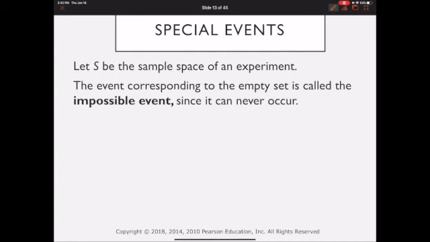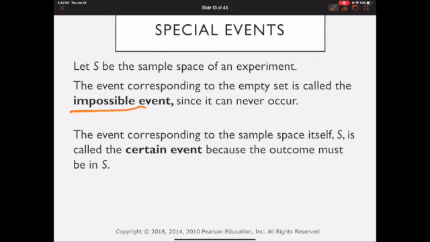So let S be a sample space of an experiment, right? The event corresponding to the empty set is called an impossible event, right? It's an event that can never occur. For example, if I asked you to roll a 6-sided die and my event was you roll an 8, 8 is not on a 6-sided die. That would be an impossible event.